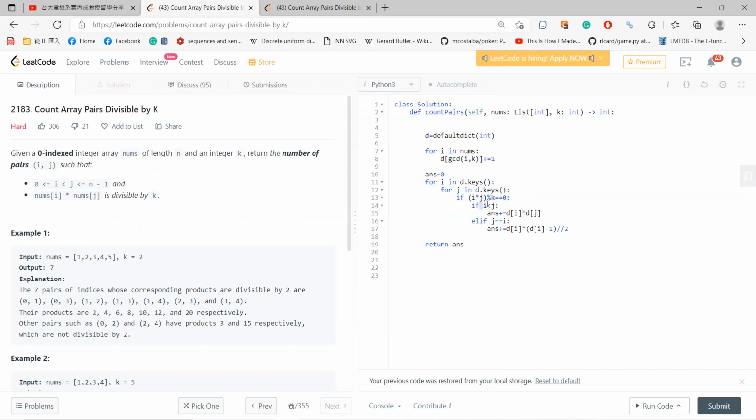If the product of the GCDs is 0 modulo k and i is less than j, meaning they are different, then you add dictionary[i] times dictionary[j] to the answer, because i and j form a pair. And j is different from i, so you just add d_i times d_j. For the case where j is the same as i, you would double count, so you need d_i times (d_i minus 1) divided by 2. This handles the double count.